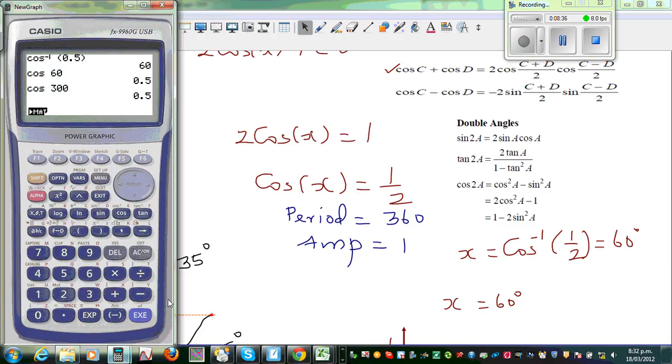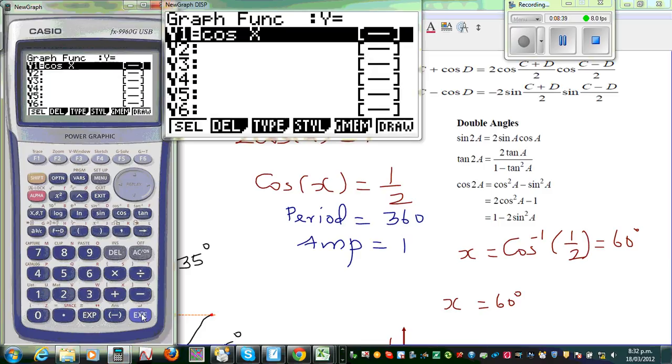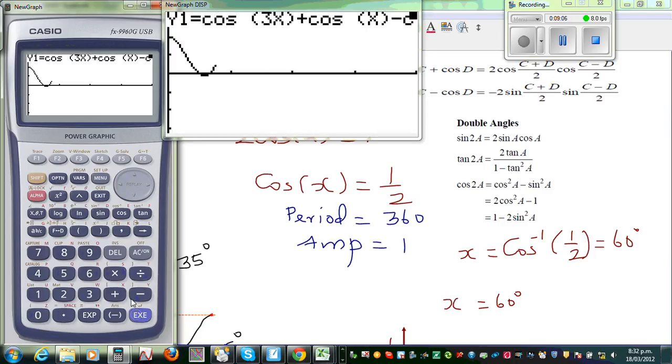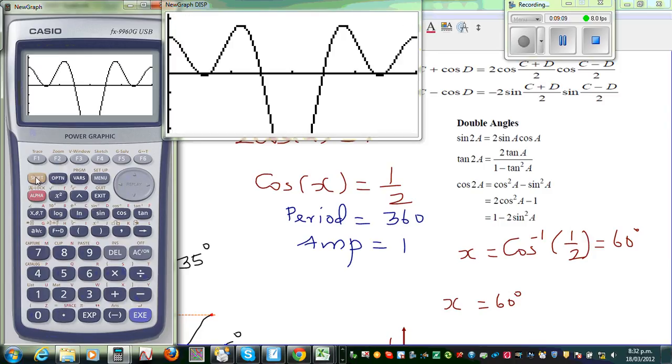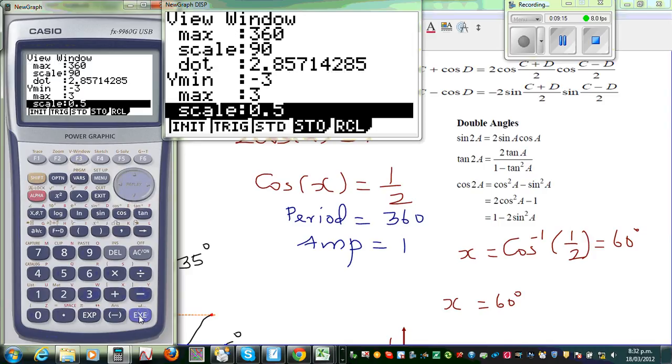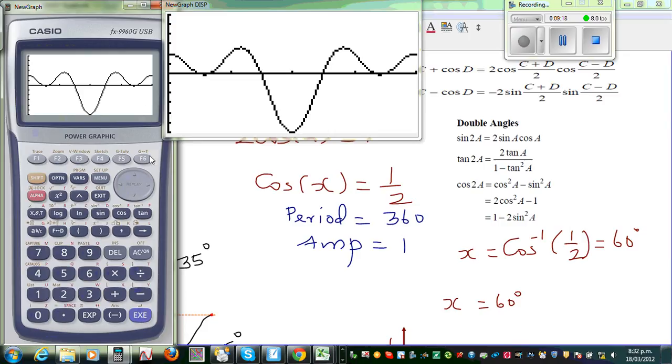So menu, go to graph and type in the equation. The equation was cos 3x, with 3x in the bracket, plus cos x minus cos 2x. You get a very interesting graph. Okay, and then graph it. So this is your graph. If you want to see the graph better, I'll change from minus 3 to plus 3 and see what it looks like. So this is your graph. It's a beautiful graph.